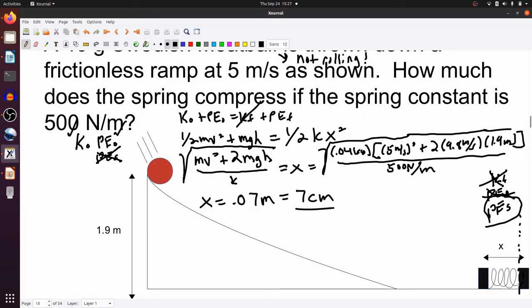A pretty reasonable value, assuming that, we know that Swedish meatballs roll down ramps. But anywho, kind of a fun problem where you use the conservation of energy, but throw in now spring potential, or the work done by a spring. Either way, either direction we want to go with that.